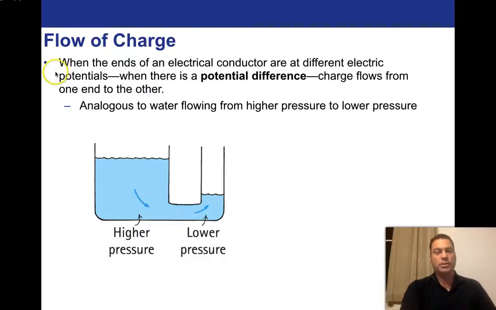So, flow of charge. When the ends of an electrical conductor are at different electrical potentials. Remember from our last lecture, and if you haven't seen it, you need to make sure that you go back and watch that lecture on electrostatics. We talk about electric potentials. And we're going to be doing some review of this, but I'm not going to spend a whole lot of time talking about it because I will have made the assumption that you've watched that film. But when there is a potential difference, charge flows from one end to the other. And this is analogous to water flowing from higher pressure to lower pressure. So if you have an area here of higher pressure, which is, say, a higher potential than this here, it's going to flow and try to even itself out, right?